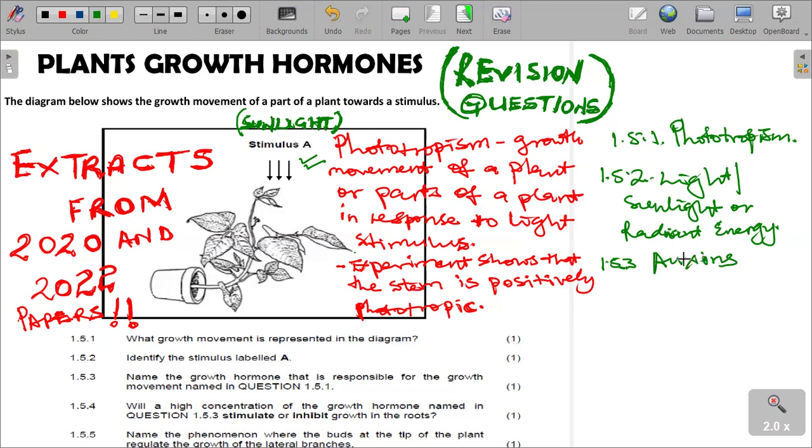I'm sure you remember from our last class that we have one specific type of auxin, which is given as indoleacetic acid. It is a specific type of auxin growth hormone. Indoleacetic acid, abbreviated as IAA.